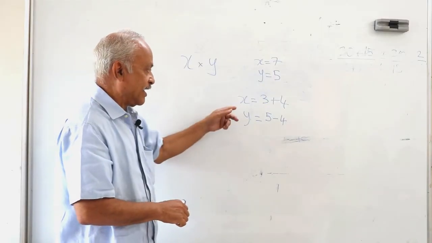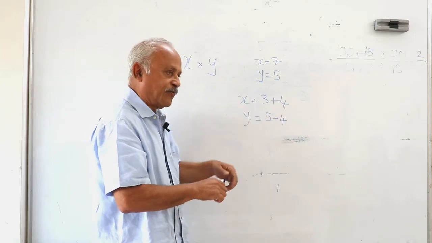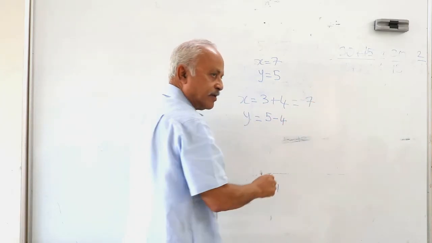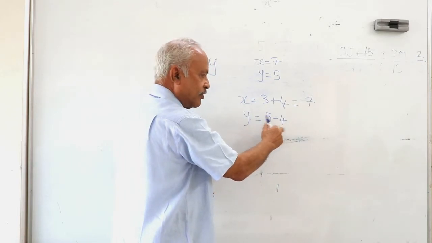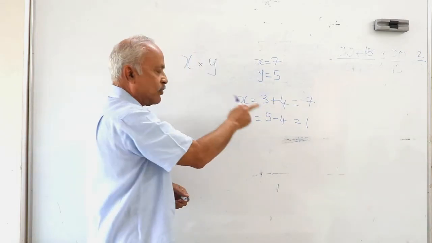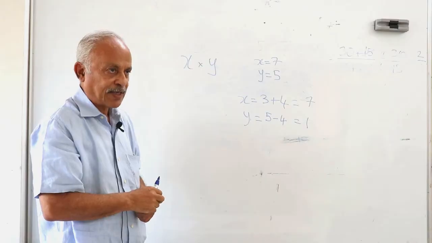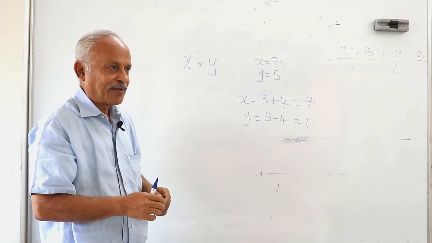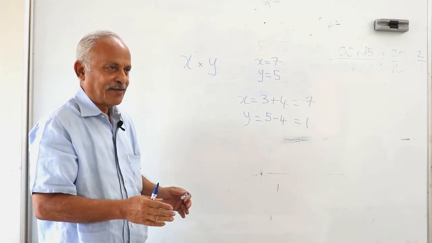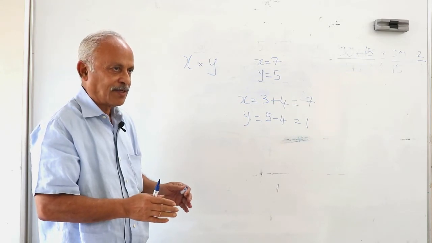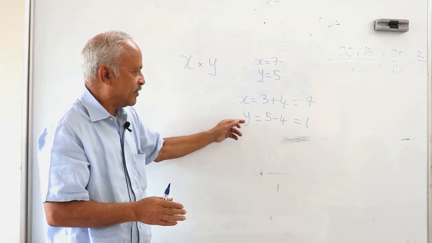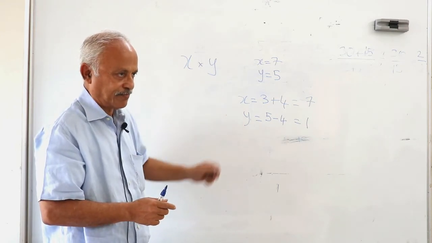But we know that if x is 3 plus 4, then it is equal to 7. And if y is 5 minus 4, that is equal to 1. So x into y should be 7. But by using the calculator carelessly, we got the answer to this problem, x into y, as 19.